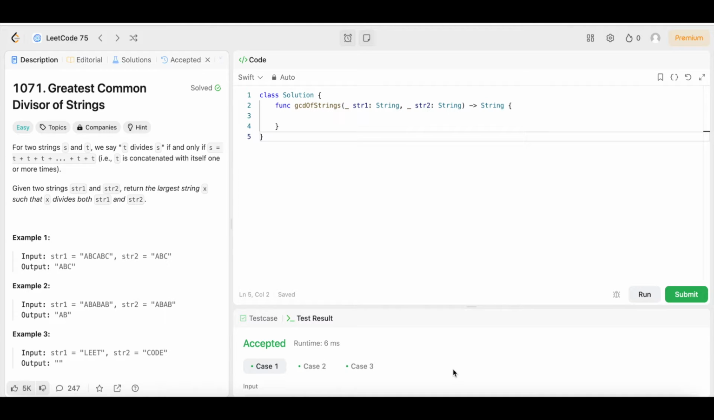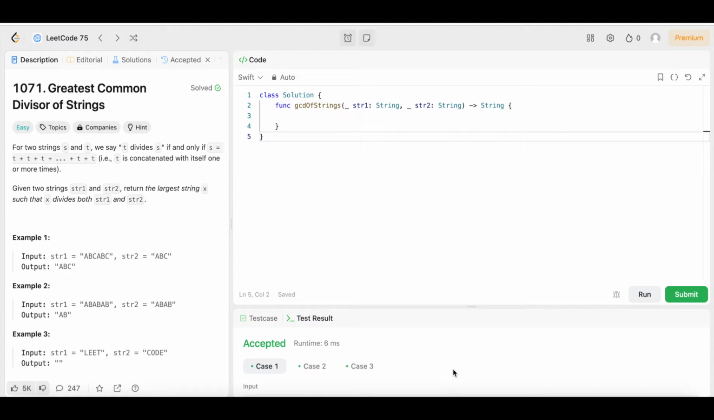So let's get to the question. First we have question number 1071, greatest common divisor of strings. The difficulty level is easy, so you already know what that means. We're going to keep it simple and easy for the answer. We're not going to make it harder than it has to be. So first, let's see what the question says.